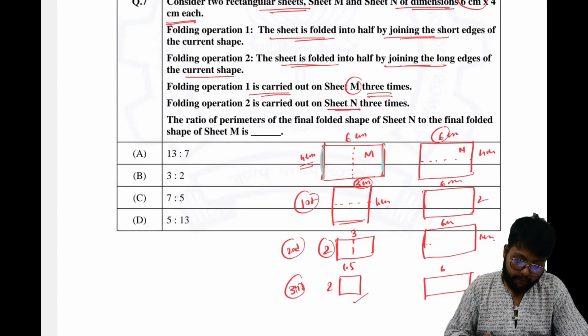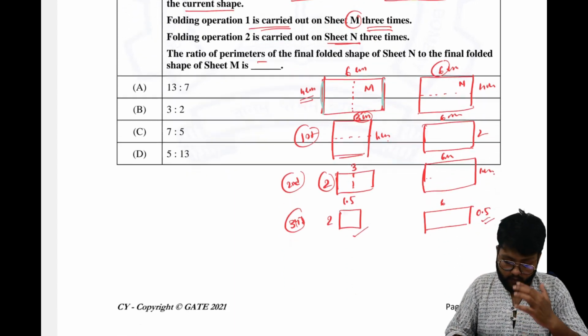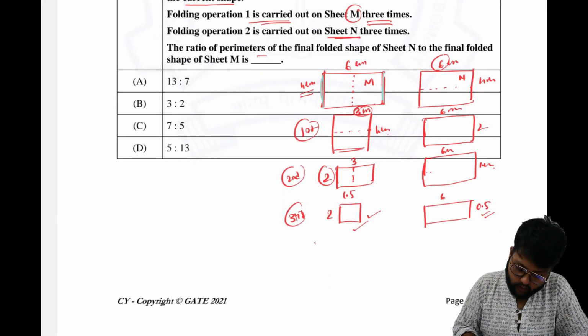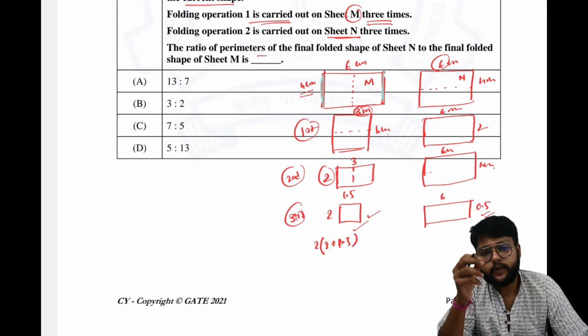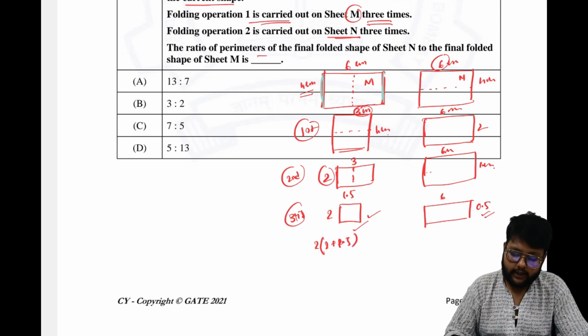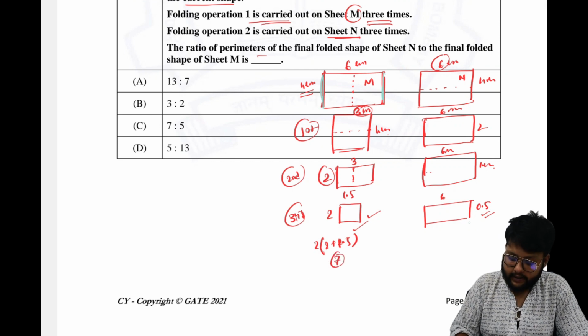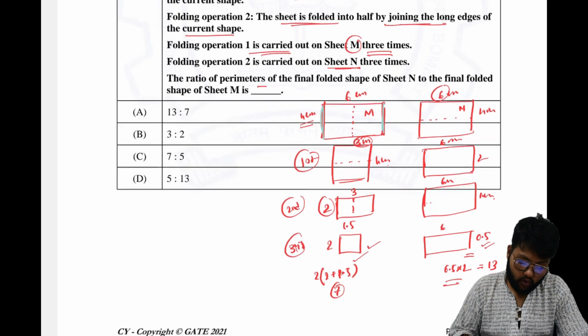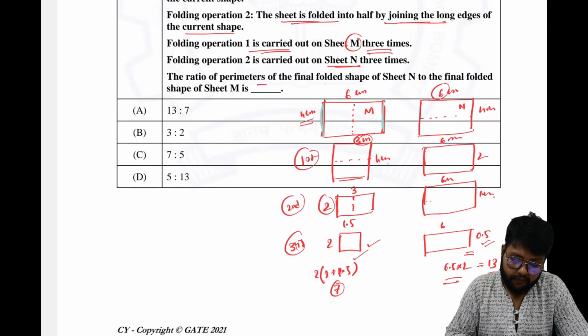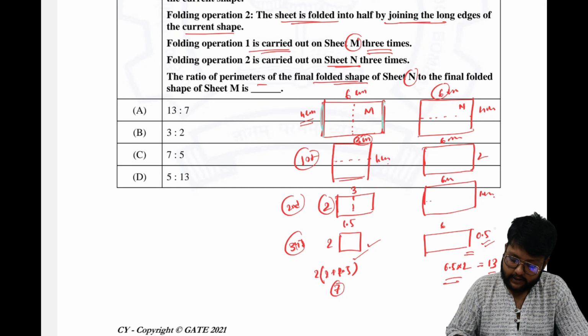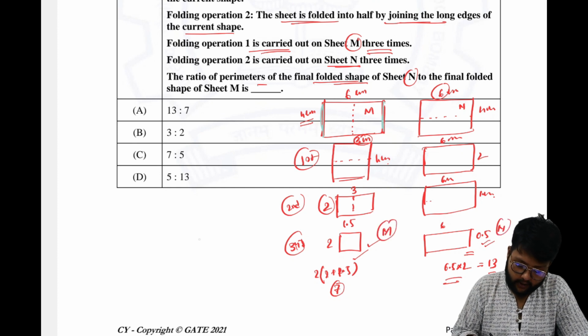So what will be the perimeter of this one? For this case, the perimeter will be 2 into 2 plus 1.5. 2 plus 1.5 is 3.5. 3.5 into 2 is 7. And for this one, 6.5 into 2 will be 13. So it is asking the ratio of the perimeter of the final folded N to M. This is N, this is M. The ratio of N to M will be 13 to 7.